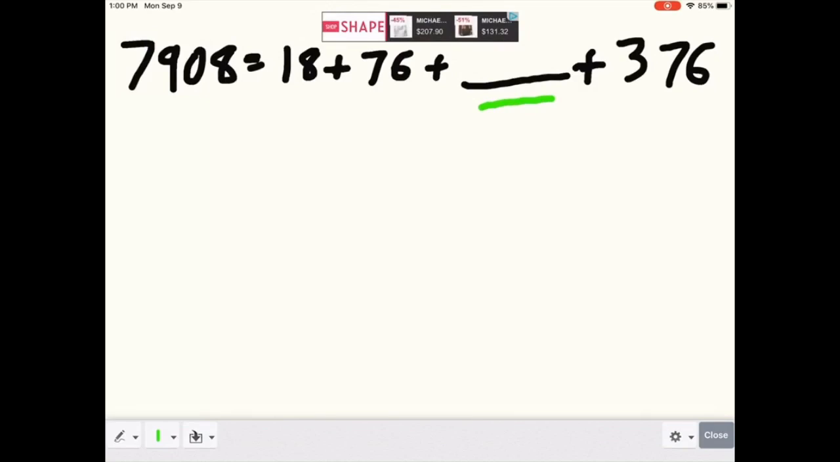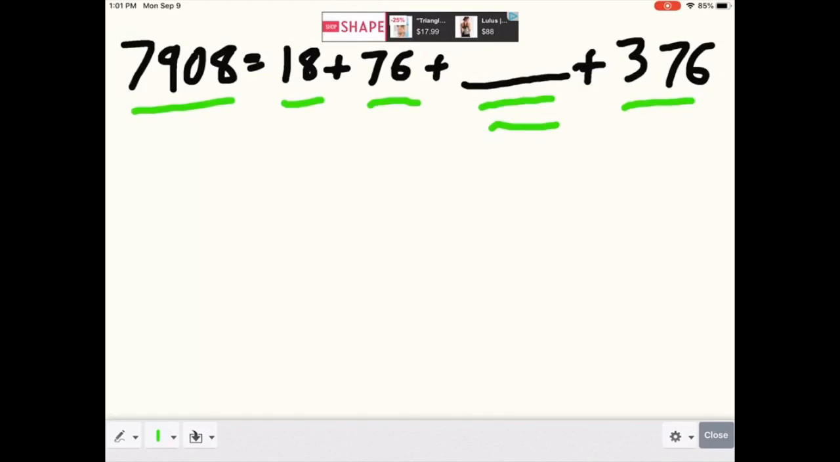Okay? So the first thing you might ask yourself is, what is an addend? Well, an addend is any number that you're adding together in an addition problem. So this is an addend, and this is an addend, and this is an addend, and this is an addend. And then all those added together make the sum. Alright? So the sum is 7,908, right?